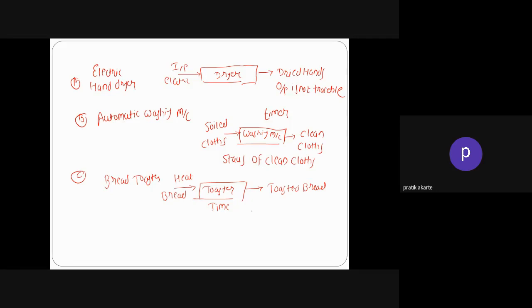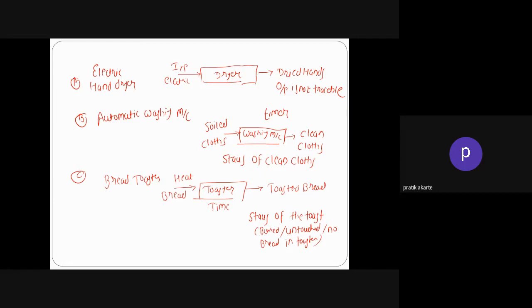But in this case, the control action has nothing to do with the status of the toast. It has nothing to do with whether it is burnt, it is untouched, or there is no bread in the toaster. This is the height: no bread in the toaster.